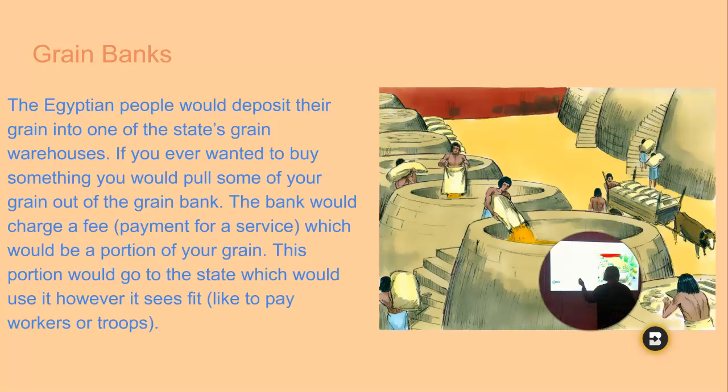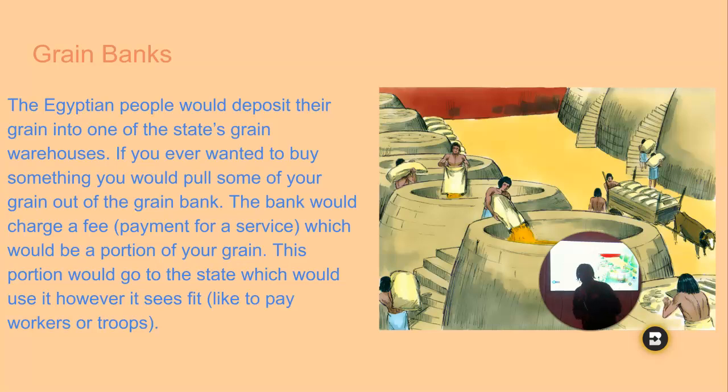So the bank would charge a fee, and that fee would be some of your grain. Now, what does that sound like that we have to pay today? Taxes, right? It's kind of like taxes. Now, I don't think there is another important part that we need to have here that we kind of missed. Yep. To buy something, you would pull some of your grain out of the grain bank.